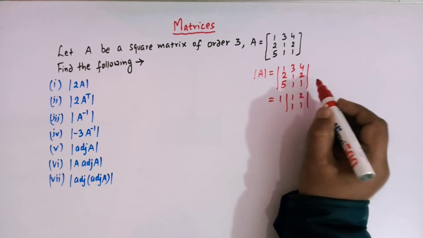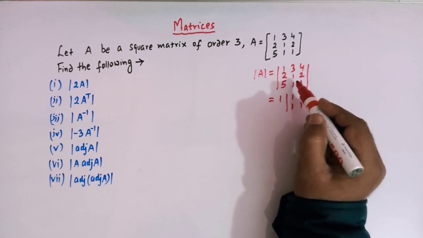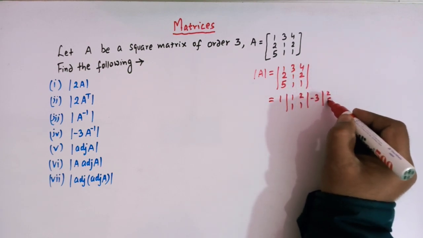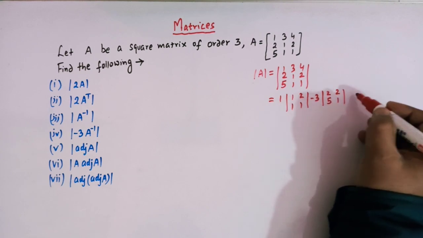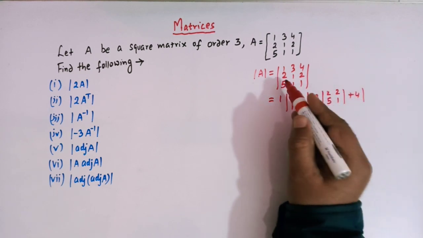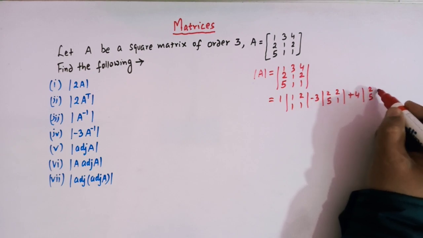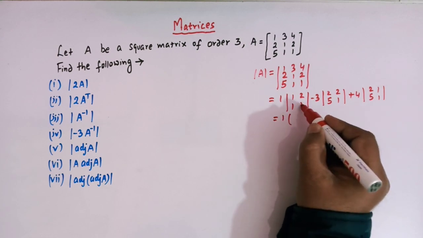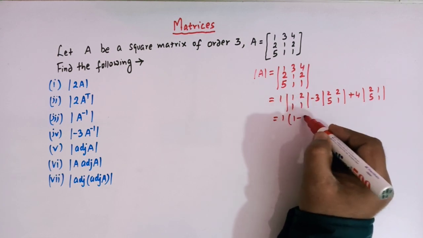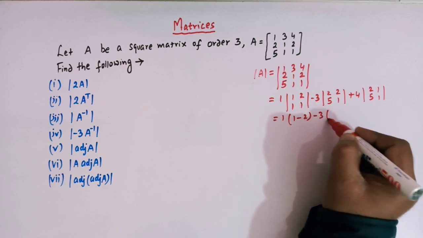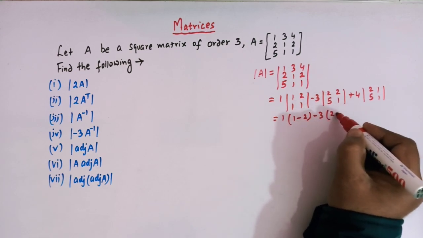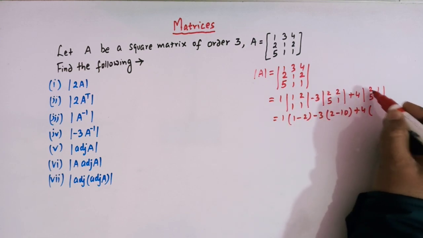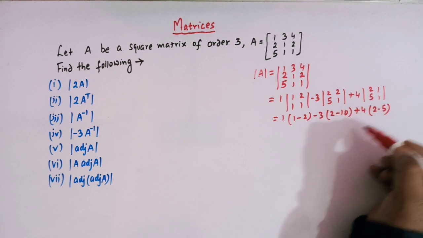This is a very easy problem to evaluate a determinant. Then we have minus 3, and we have 2 5 2 1, and then we have plus 4, and we have 2 5 1 1, right? So let us simplify it. So we have 1 times 1 minus 1 times 2 2. Here we have minus 3, then 1 times 2 is 2, minus 5 2s are 10, then we have plus 4, and here we have 2 minus 5, right?